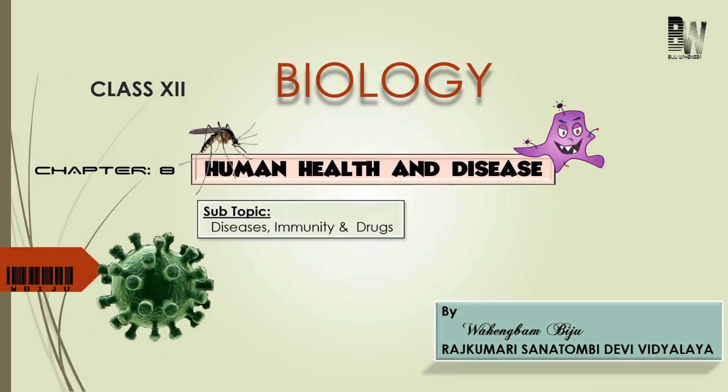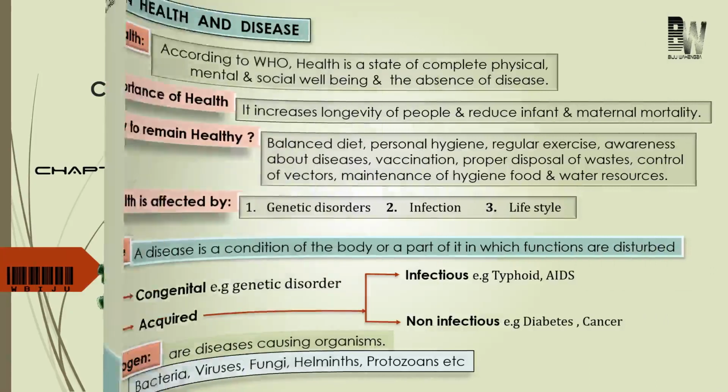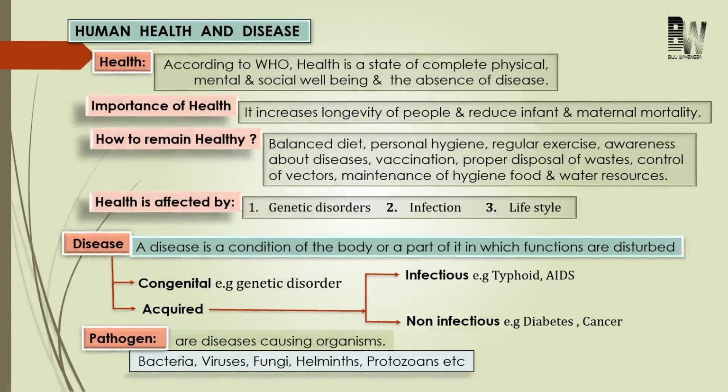Hello student, in this video we will discuss class 12 biology chapter number 8, that is human health and disease. And in this chapter we will discuss some types of disease, types of immunity, and about drug and alcohol abuse. So come to chapter number 8, human health and disease. So to understand health and disease, first we will come to health.